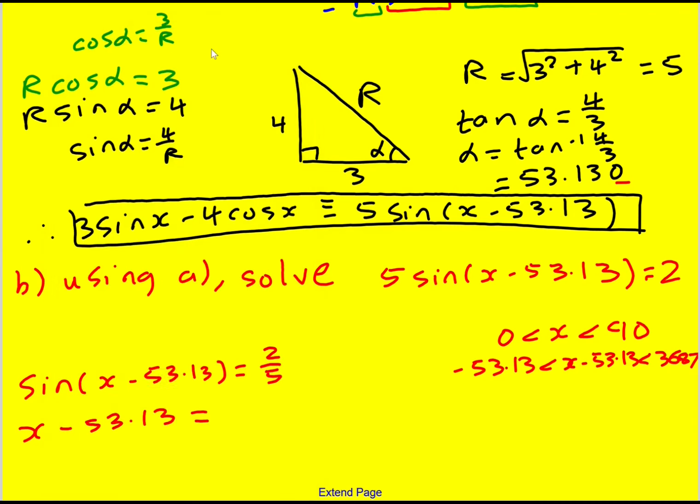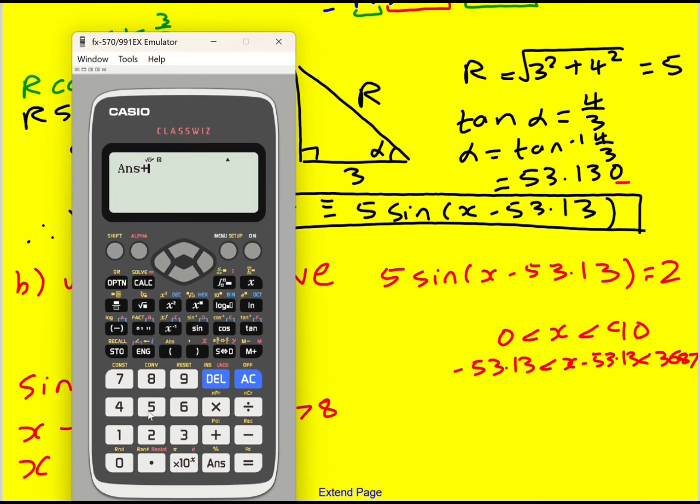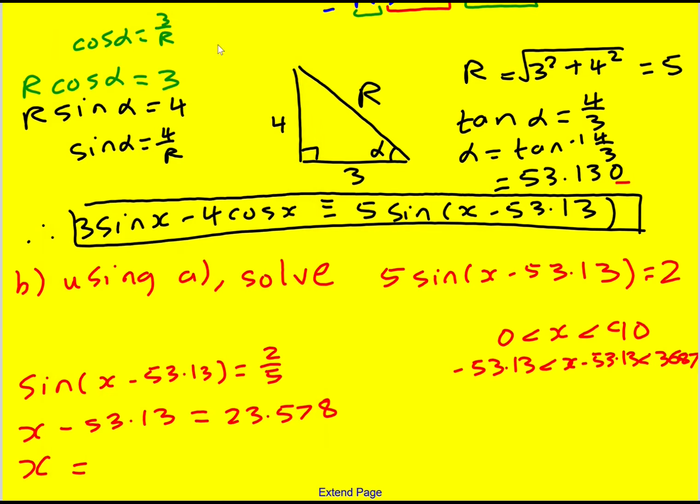So 23.578. There isn't going to be a negative value that we then add 53 onto. And if we do 180 minus 23, we'll get something that's already gone beyond 36.87, also 90. So that is actually going to be our only solution in this case. We just need to add on the 53.13 to give 76.708, or 76.7 degrees to three significant figures.